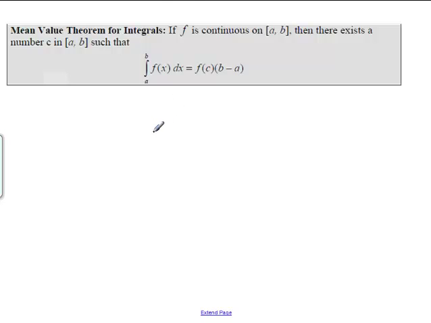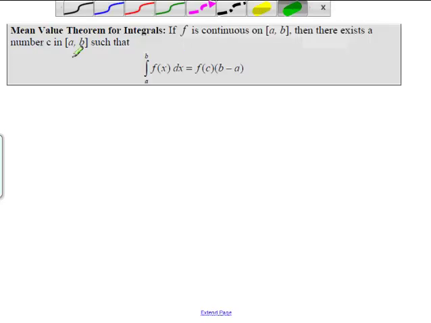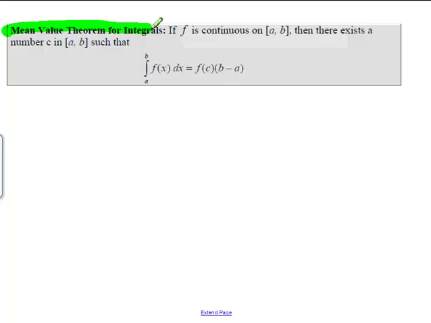Okay, there's an important theorem, the mean value theorem, that we will talk about, and it is as follows. It says that provided that f is continuous on the closed interval a to b, then there exists some number c between a and b such that the area underneath the curve must equal some specific value times b minus a. Okay, let's be really clear what that means.